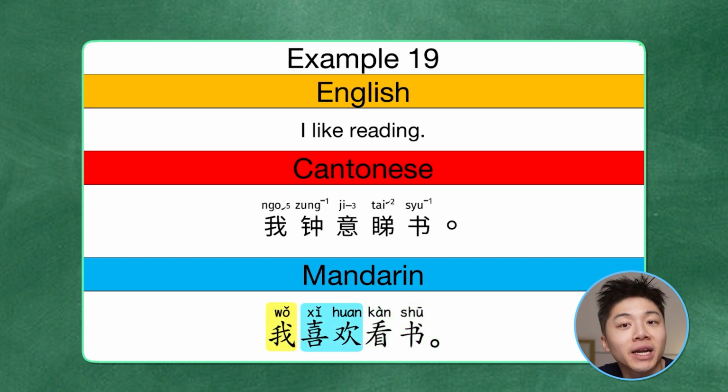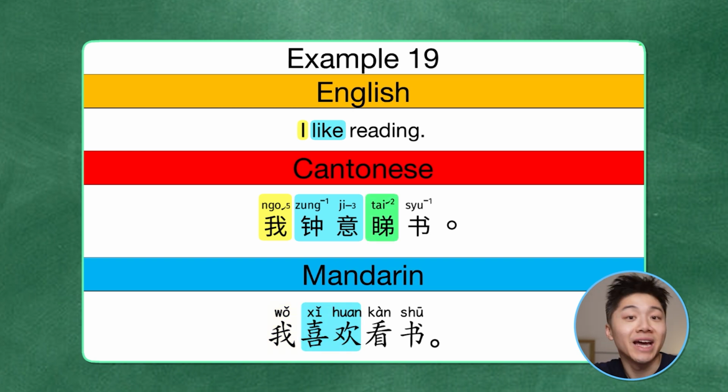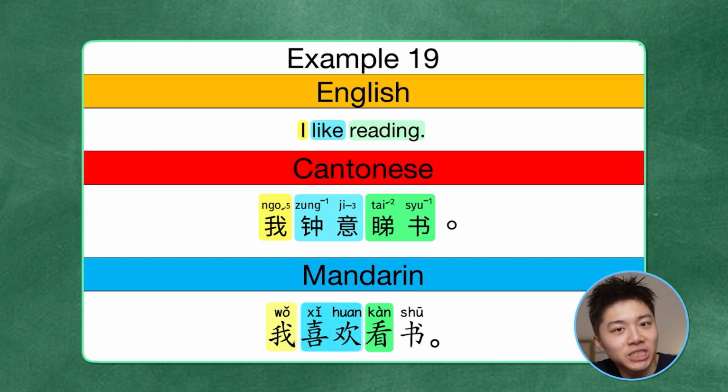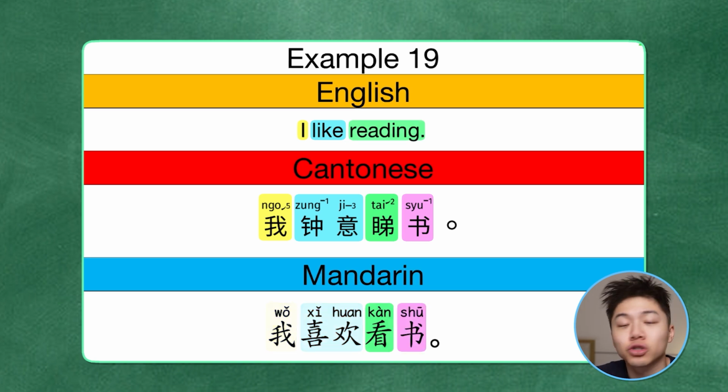So in Cantonese, 我 means I. In Mandarin, 我. 中意 means to like. In Mandarin, we use 喜欢. 睇 means to look, so to look at something. So for example, 睇電視 means look at the TV, watch TV. 睇書 means look at the book, read the book. In Mandarin, we use 看 for to look. So 睇電視, 看電視. Just different choice of words, fish and chips. And then finally, 書 is book. 我中意睇書, 我喜歡看書.